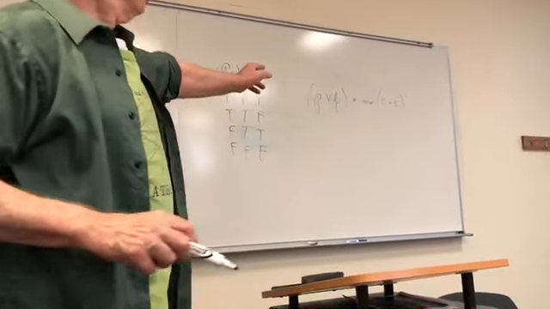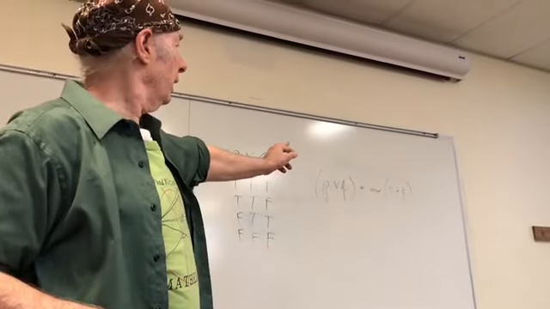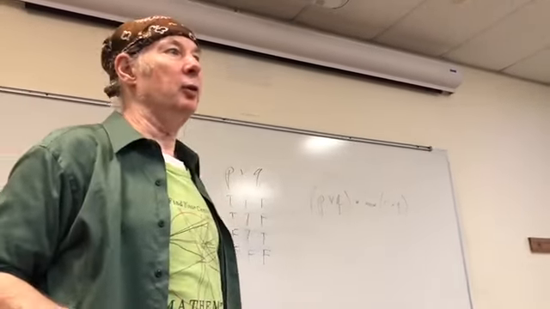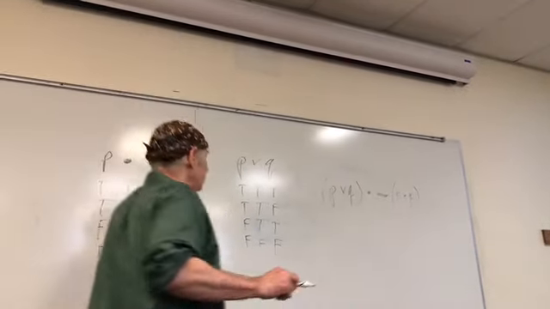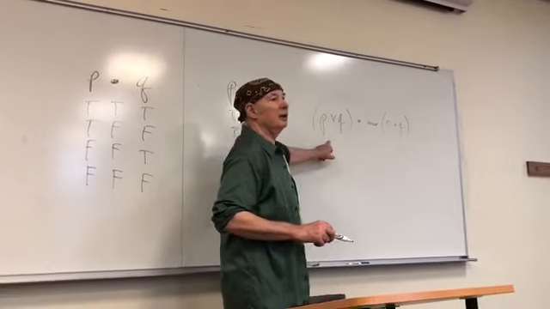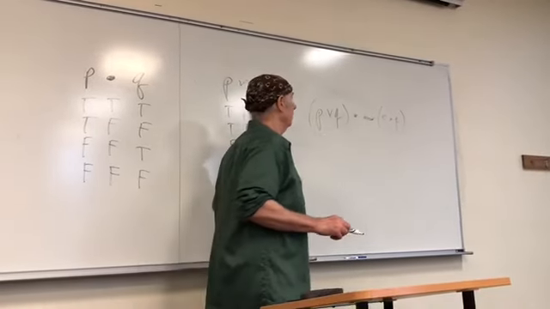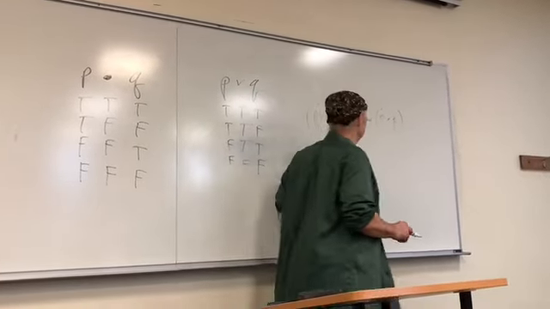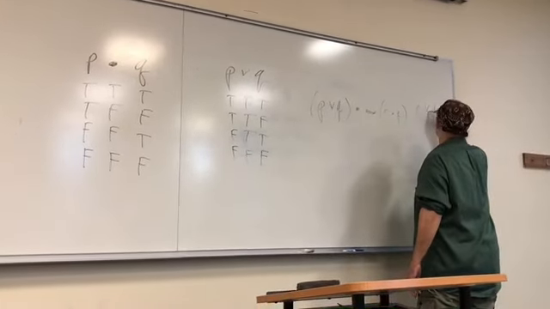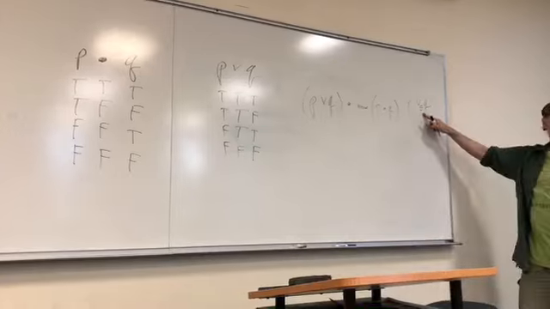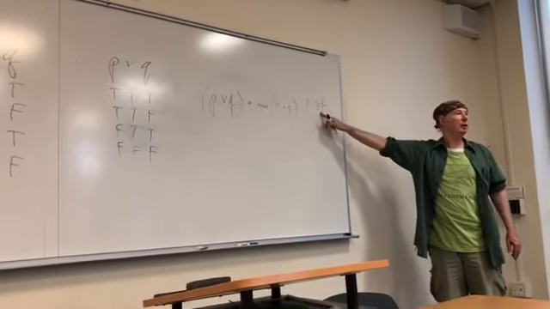So the Red Sox or the Yankees will win, but it's not the case that they both will win. And the claim is that this sentence defines the following truth function, which we can call exclusive or.